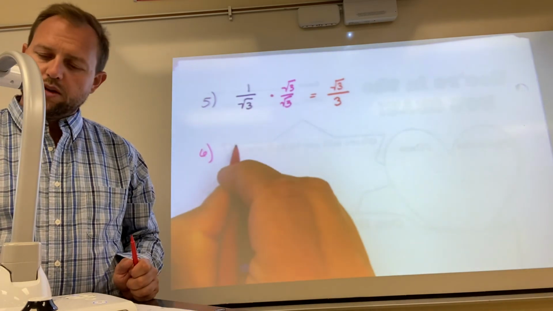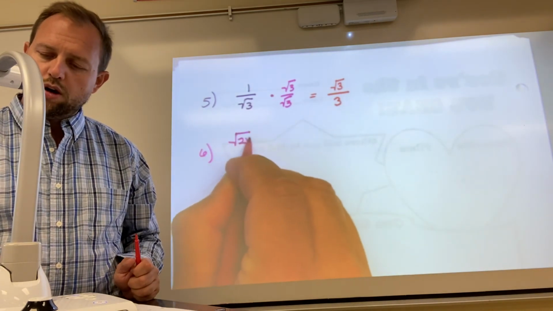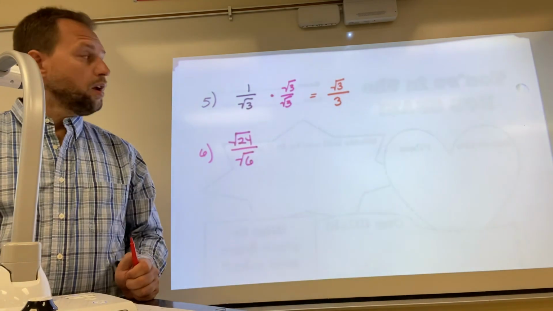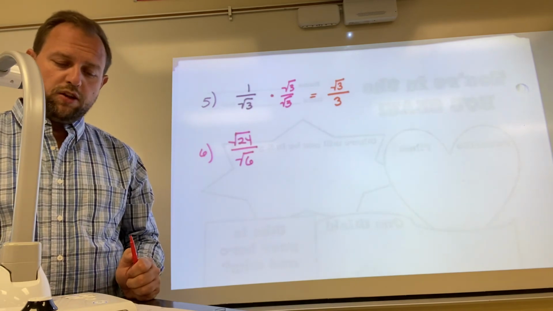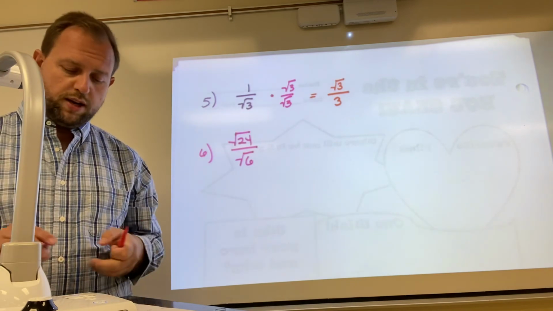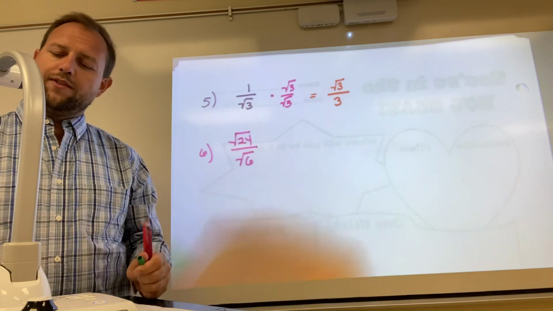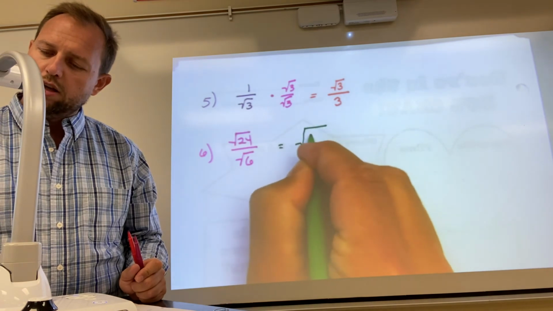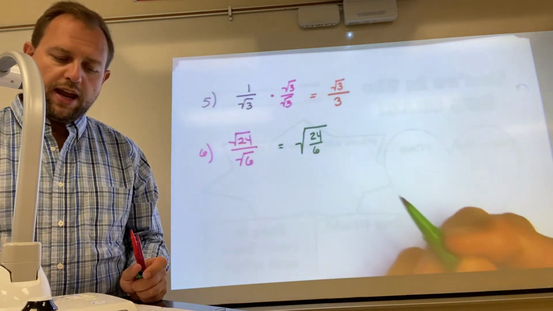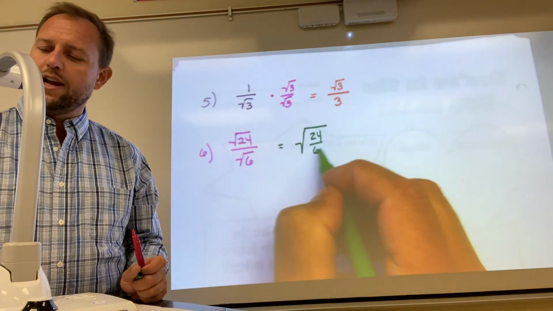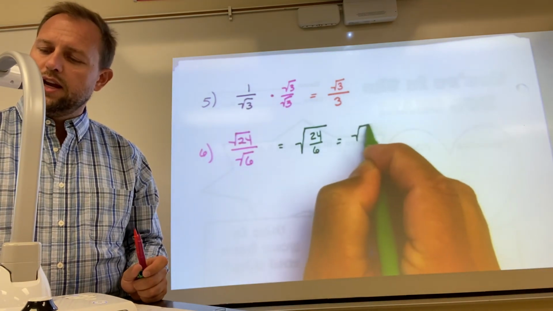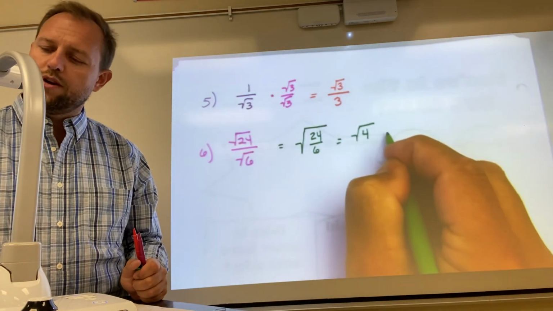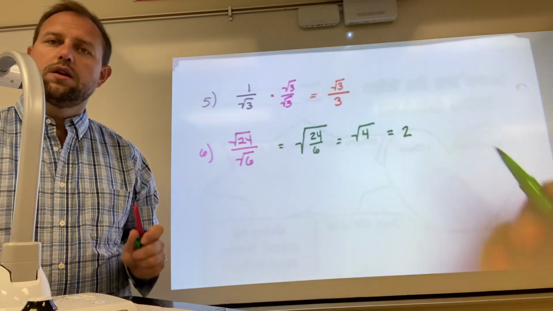Example 6, root 24 over root 6. A couple of ways we can look at this. The first one I'm going to show you is when you have a radical on top and bottom, we can combine it into one radical and then we can reduce. 24 divided by 6 is 4, and we know that 4 is a perfect square. The square root of 4 is a 2.